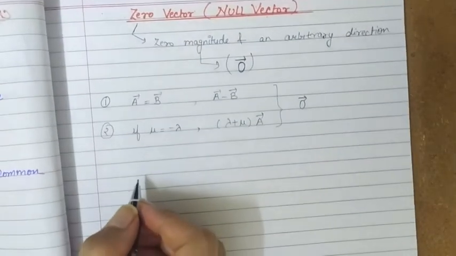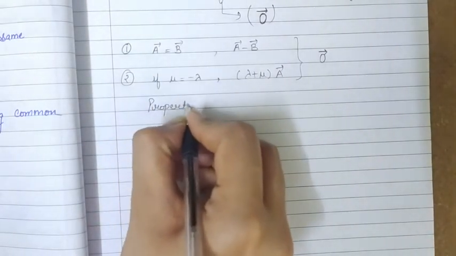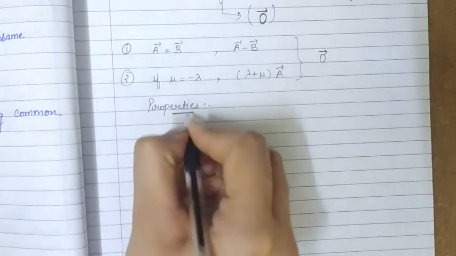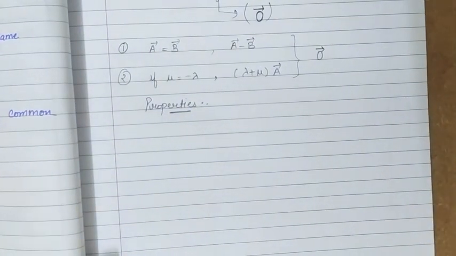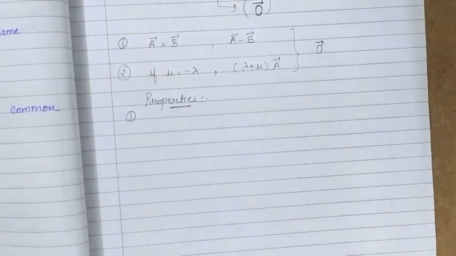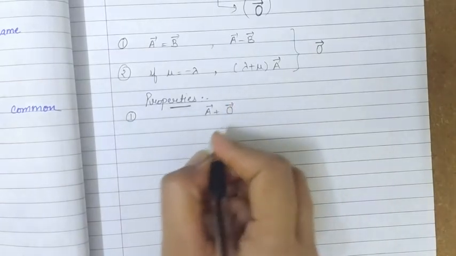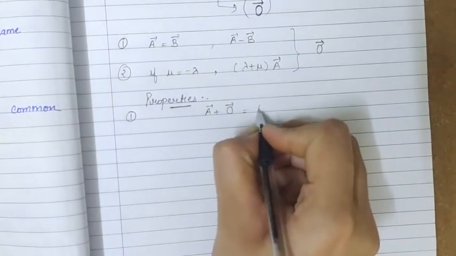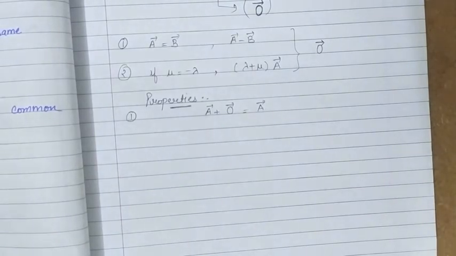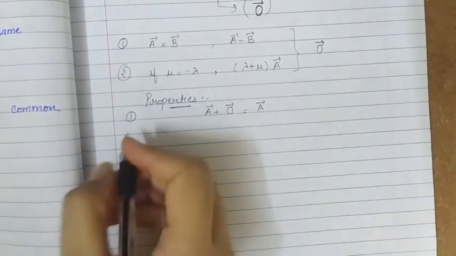Now let's move to the properties of zero vector. There are four main properties of zero or null vector. Let's see them one by one. First property is that when a vector is added to a zero vector, we get the same vector. Means if zero vector is added to some other vector a, then the answer will be a vector. So whenever a vector is added to a zero vector, we get the same vector quantity. This is the first property.